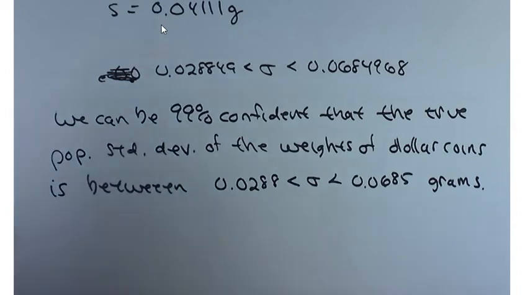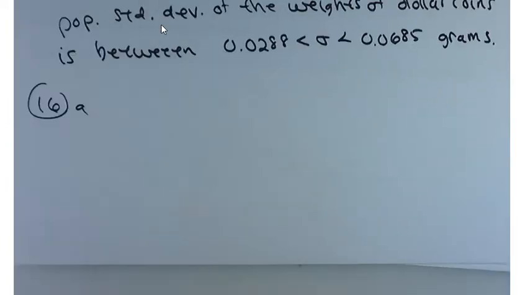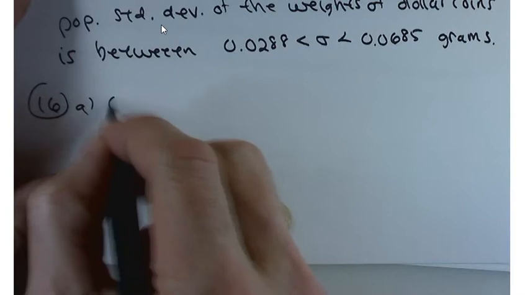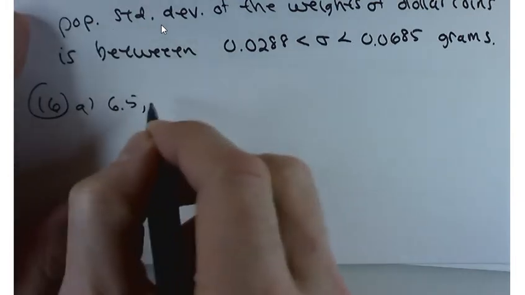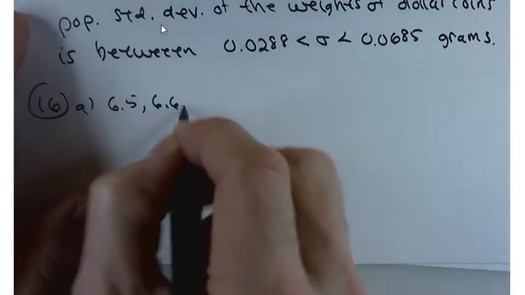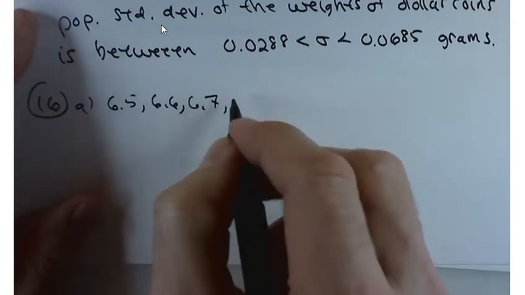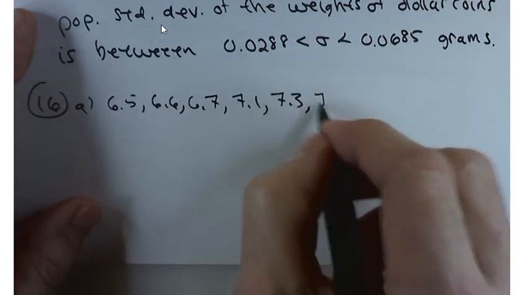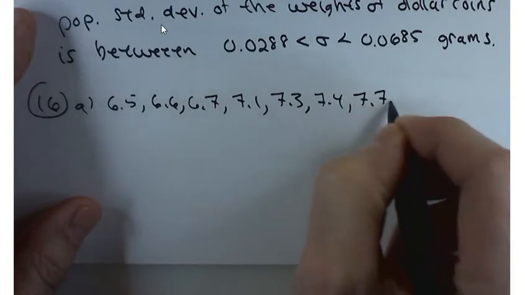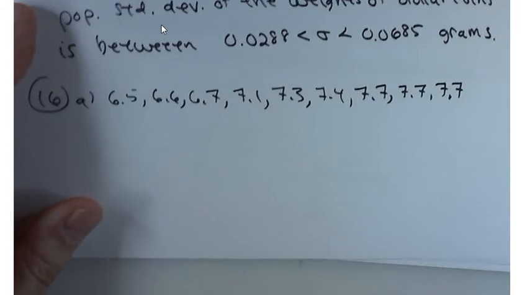Okay. So for problem number 16, we're just going to do part A. We've got some waiting times for Jefferson Valley Bank. Their waiting times were 6.5 minutes, 6.6 minutes, 6.7 minutes, 7.1 minutes, 7.3 minutes, 7.4 minutes, and then 3 at 7.7 minutes. So that's our data set.